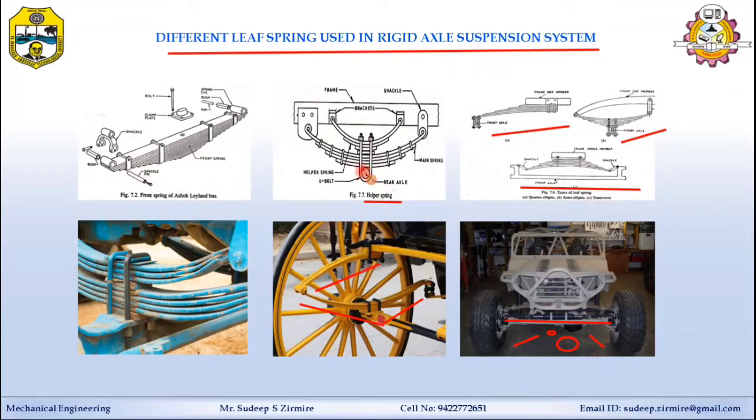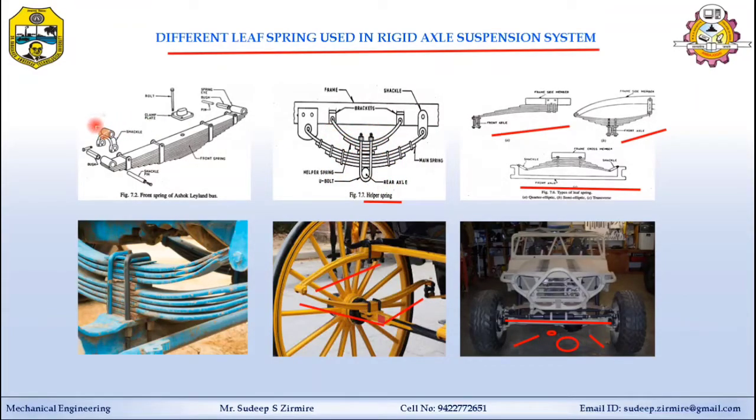So helper springs are provided on many commercial vehicles in addition to the main leaf spring. They allow for a wide range of loading. When the vehicle carries only a light load, the helper spring does not come into operation. But as the load increases, the helper spring takes the load and shares the load. Generally helper springs are used at the rear side of the suspension system.